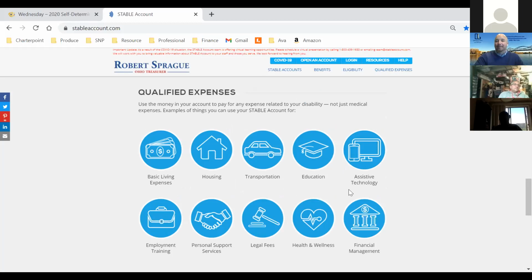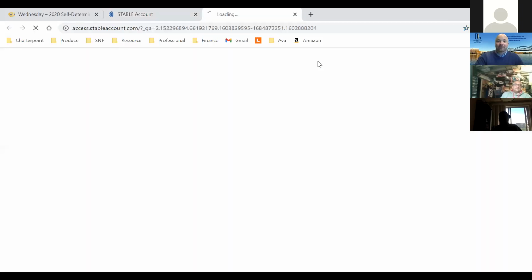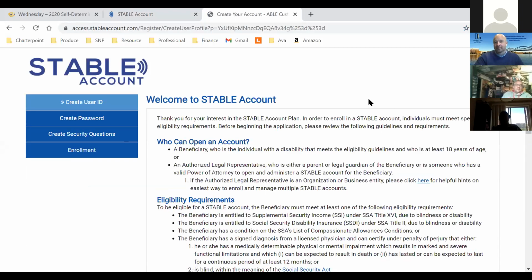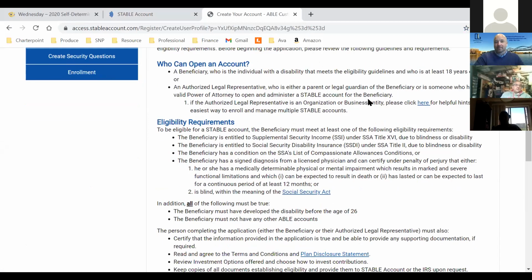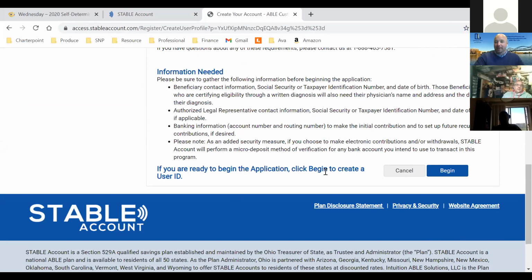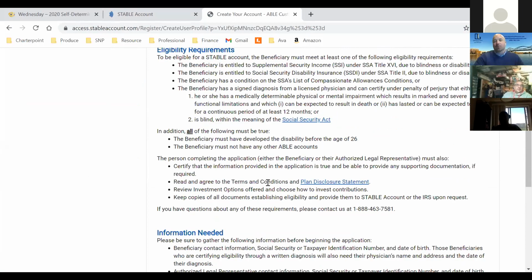So let's say that you get to this point and you say, all right, I want to open one. All right, well, it's pretty much this easy. Open an account, enroll now, and you go through this point. I won't go much further past this, but if you're ready to begin the application, click begin, and it really doesn't take that long to get done. So that's really how easy it is.